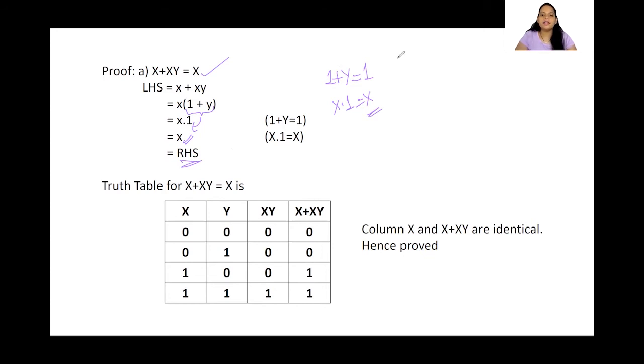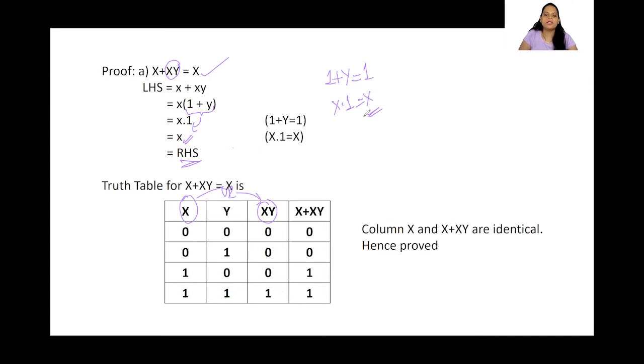Let's see the truth table for the same. I'm taking x values and y values. First, I will do x and y: 0, 0 becomes 0; 0, 1 becomes 0; 1, 0 becomes 0; 1 and 1 becomes 1. Now I'm doing OR of this entire thing with x. This one with this, I have to do the OR operation. What will I get? 0, 0, 1, 1.